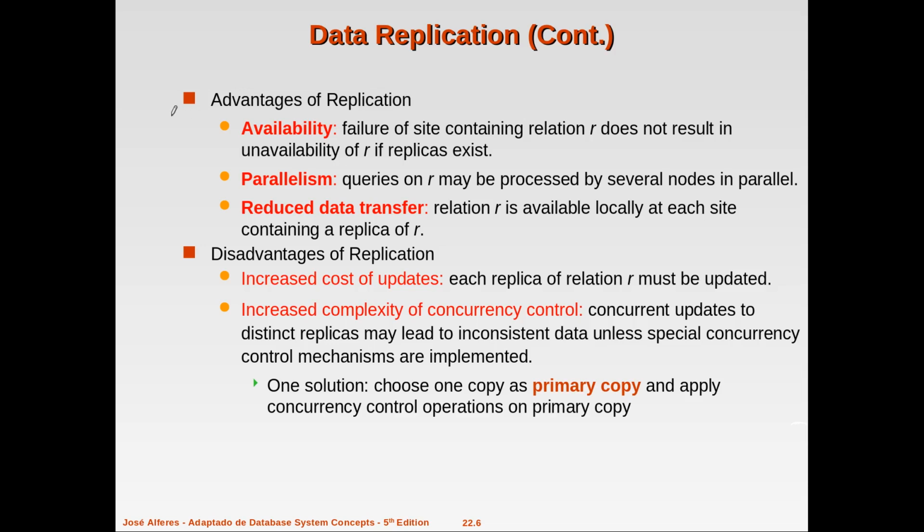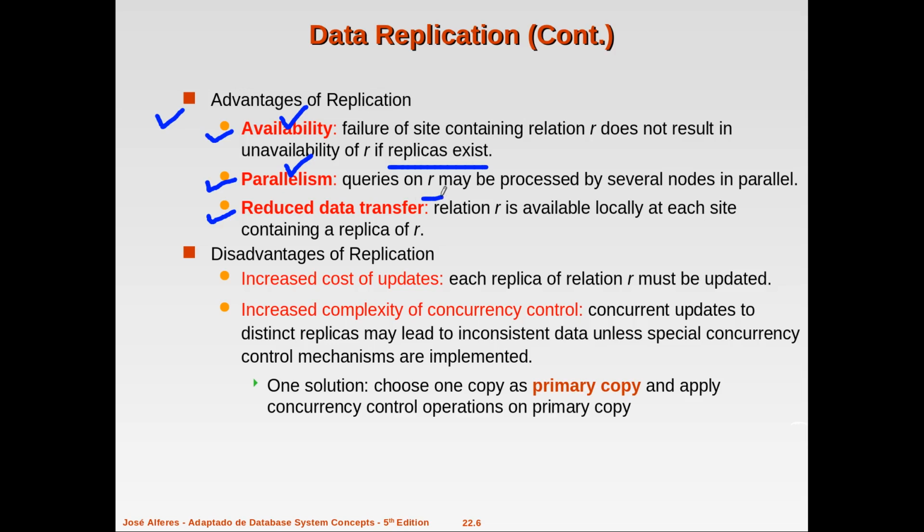Now the advantages of having this replication, three major points. One is availability, the second one is the support of parallelism, and the third one is reduction in data transfer. So what do we mean by availability? Failure of a site containing relation R does not result in unavailability of R if replicas exist. So as I was already mentioning, even if one site is under failure, the data is always available in some other site. So higher availability.